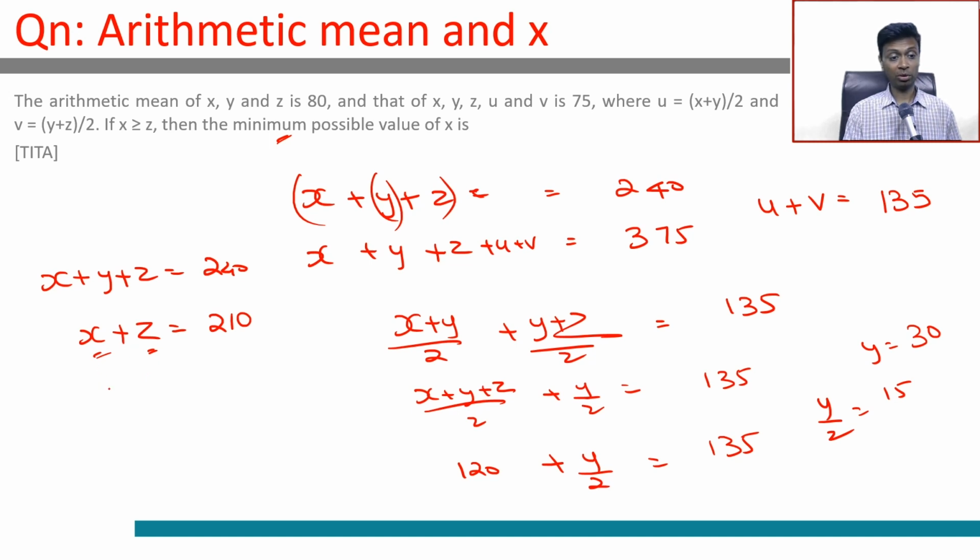The minimum possible value of X, X min, is 105. The best case scenario is when X is equal to Z. When X is equal to Z, X will be 105 and Z will be 105. Y is 30, and U and V we can find. So the minimum value of X is 105.